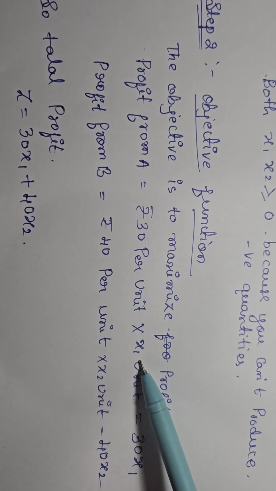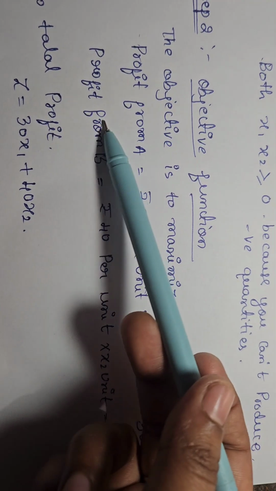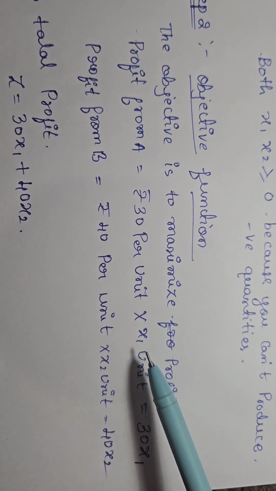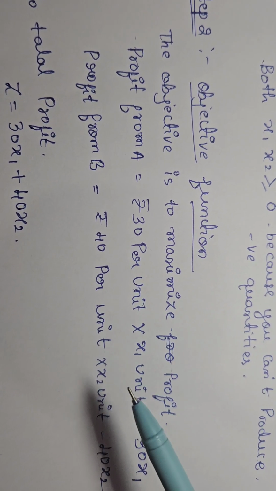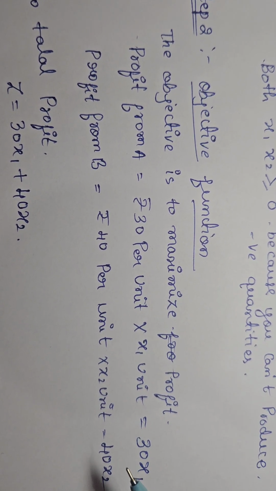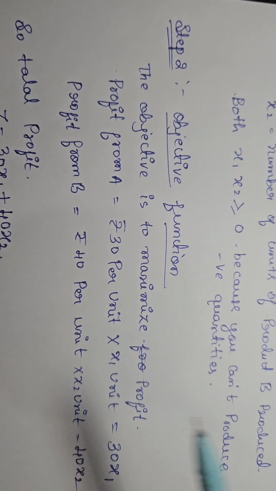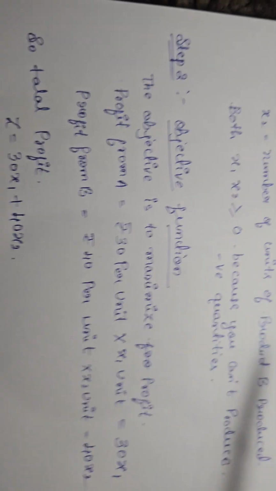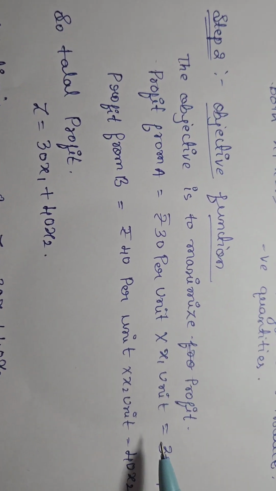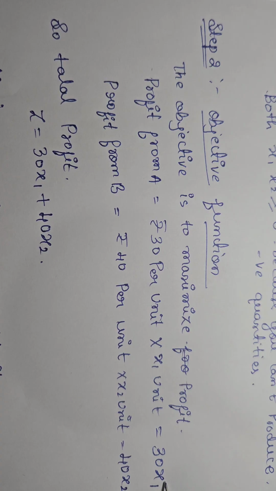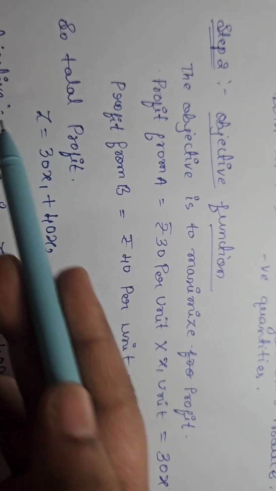x1 we take for product A, x2 for product B. 30 per unit into x1 units equals 30x1, 40 per unit into x2 units equals 40x2. Likewise, we form an objective function by using the decision variables. After that, we write the total profit. Total profit means we add these two: 30x1 plus 40x2, which equals z.